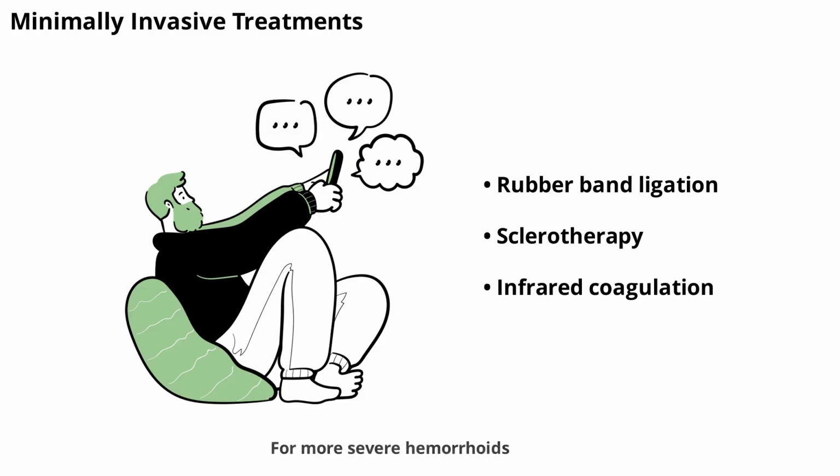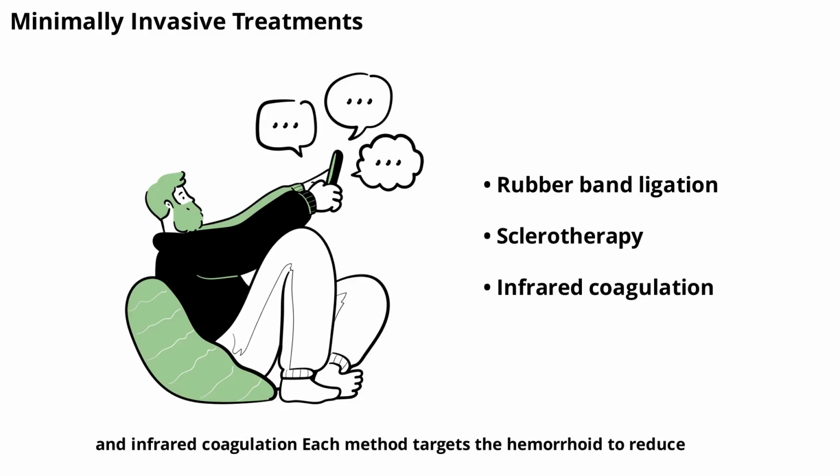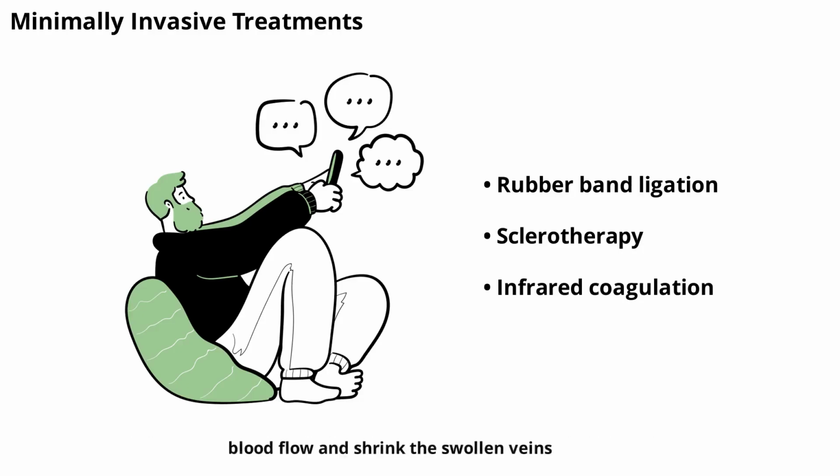For more severe hemorrhoids, doctors may recommend minimally invasive treatments. These include rubber band ligation, sclerotherapy, and infrared coagulation. Each method targets the hemorrhoid to reduce blood flow and shrink the swollen veins. These procedures are usually quick, with minimal discomfort and recovery time.